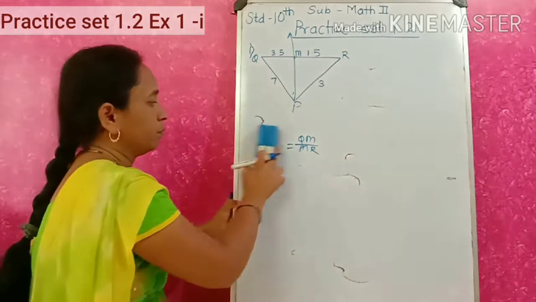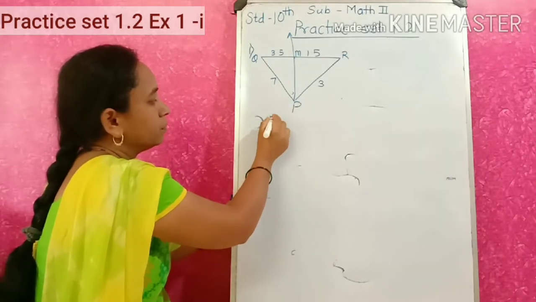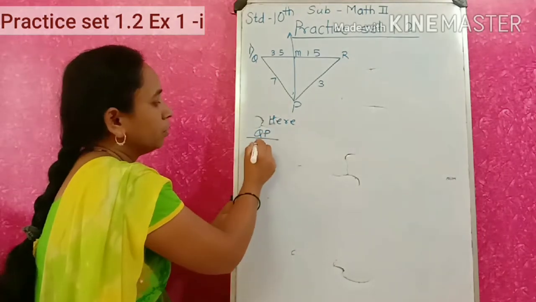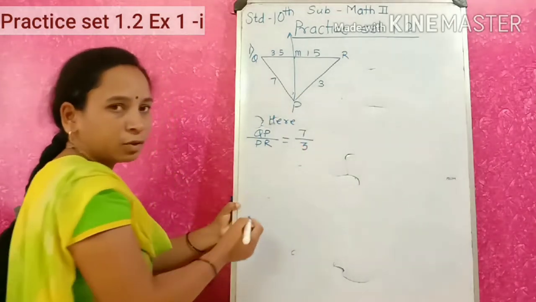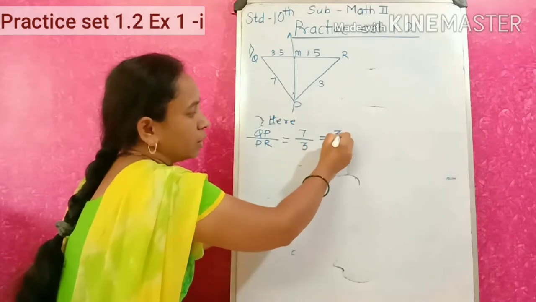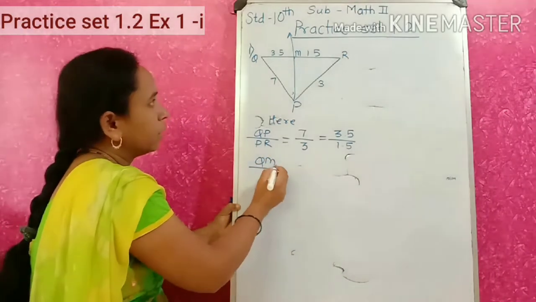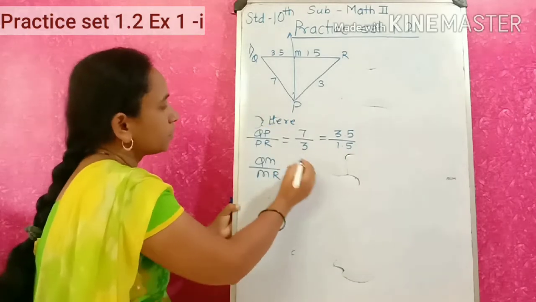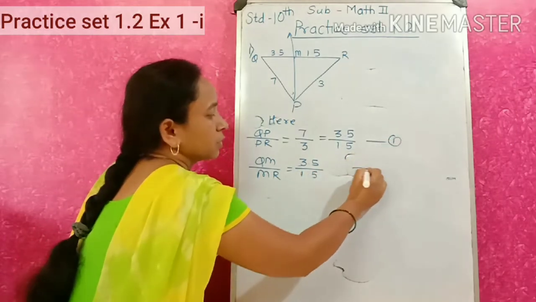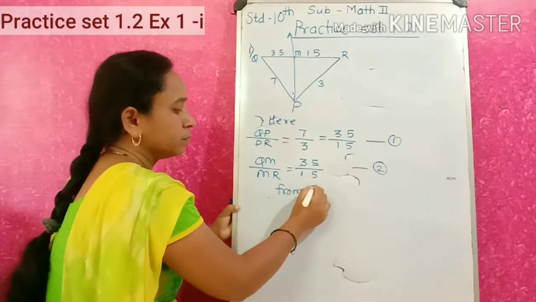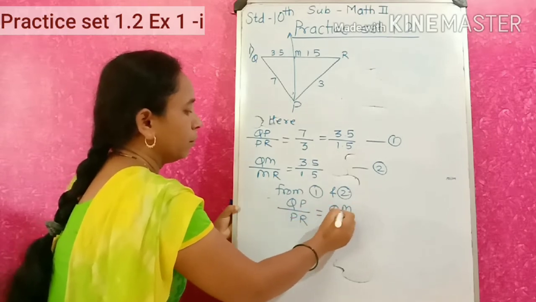So we'll study. To prove it, I'll take the ratio QP upon PR. QP is 7 and PR is 3. If I make them half, then here it would be 3.5 and here it would be 1.5. Now the other ratio, QM upon MR: QM is 3.5 and MR is 1.5. This is the first ratio and this one is the second. From 1 and 2, QP upon PR is equal to QM upon MR.